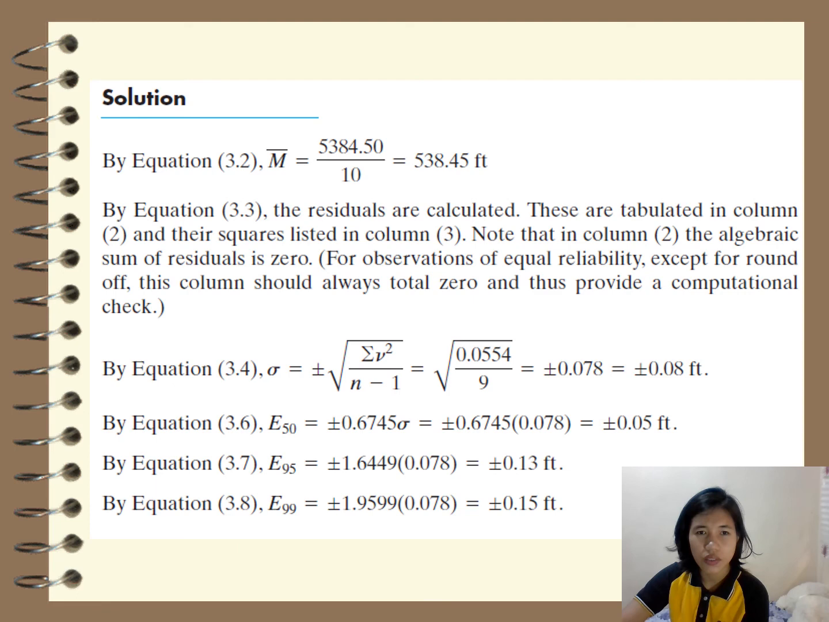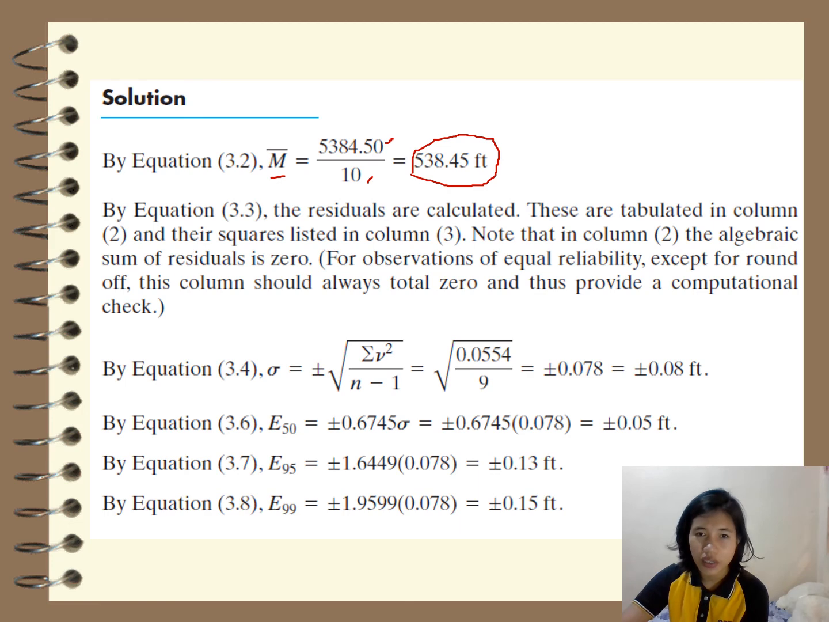So based on the solution, if you are going to compute the MPV, the MPV is just what we computed earlier, the summation of the observations divided by n. Our n is 10. So the answer for the MPV is 538.45 feet. So this value, we subtract it from our individual measurements to get the residual, or our V, that was tabulated earlier.